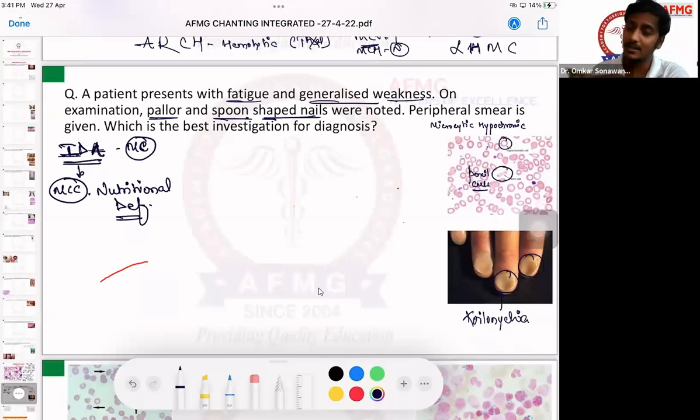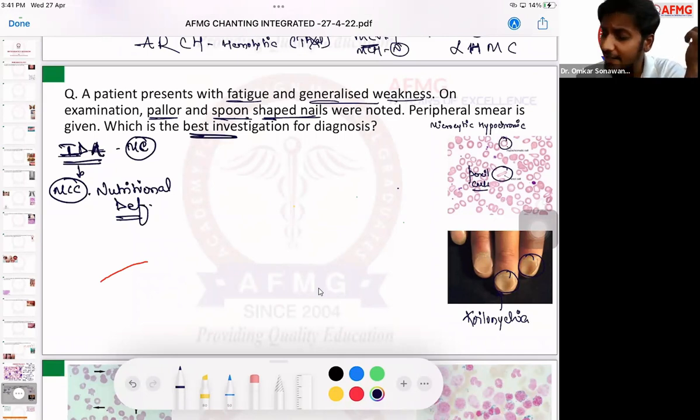We have discussed the symptoms. Classical symptoms, please remember, would be fatigue, generalized weakness, and pallor. Classical symptoms of anemia. Right now, please tell me, what is the best investigation for diagnosis of iron deficiency anemia?